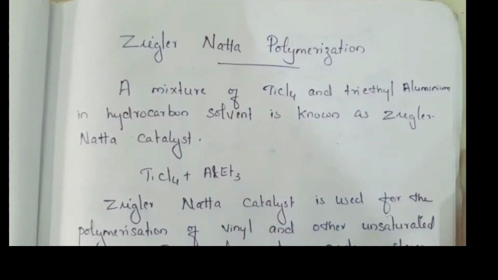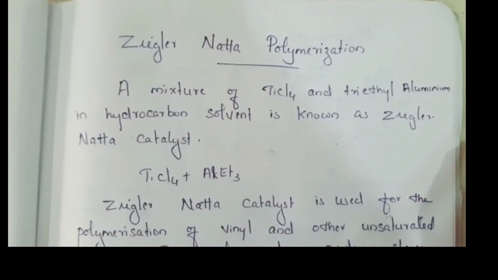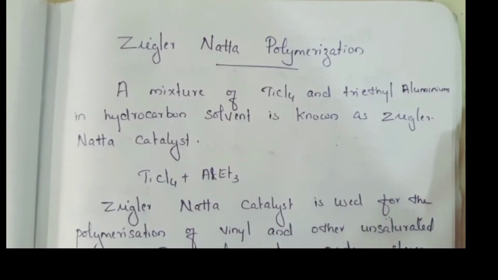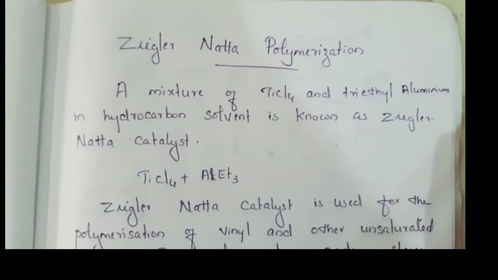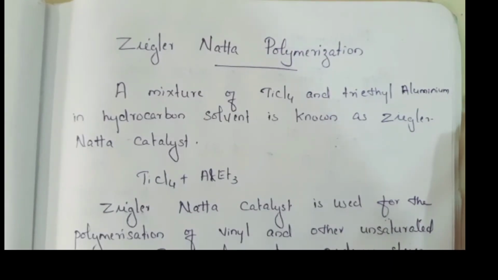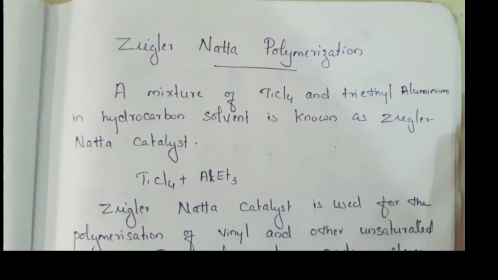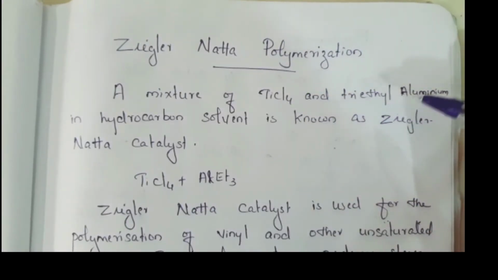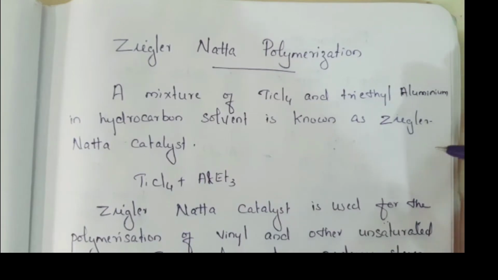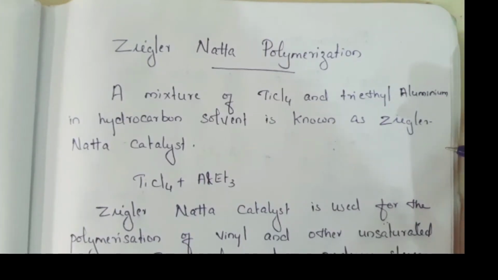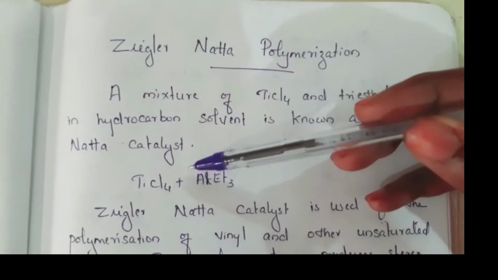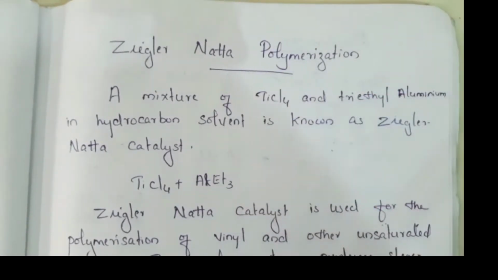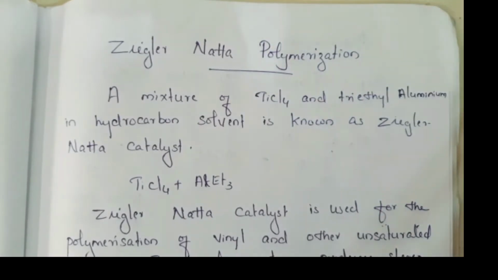Dear students, today's topic is Ziegler-Natta polymerization. Ziegler-Natta polymerization is used for the polymerization of vinyl and other unsaturated monomers. A mixture of TiCl4 and triethyl aluminium in hydrocarbon solvent is known as Ziegler-Natta catalyst. That means TiCl4 plus AlEt3 together in hydrocarbon solvent is known as Ziegler-Natta catalyst.